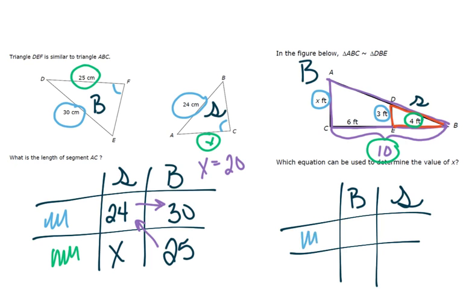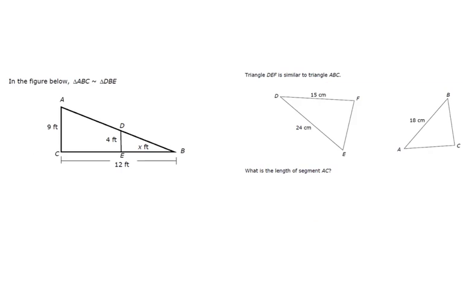And I've got blue sides and green sides again. So in my big triangle, the blue side is X. The green side is 10. In my small triangle, the blue side is 3, and the green side is X. Cross multiply, and then divide, and X here is going to equal 7.5.